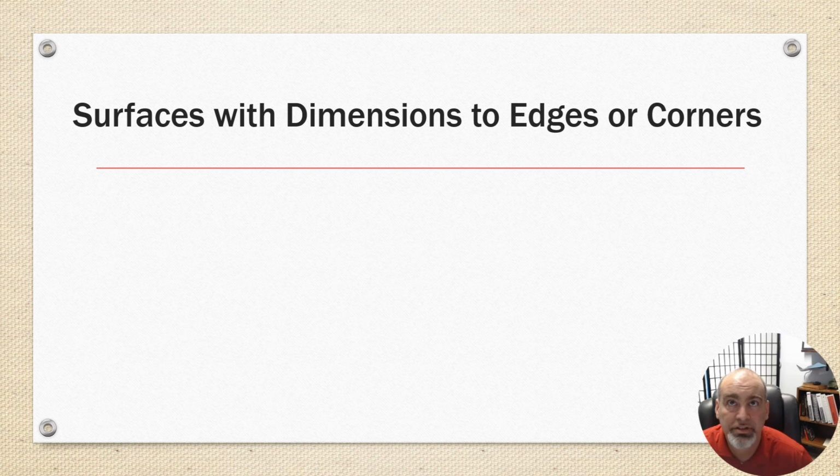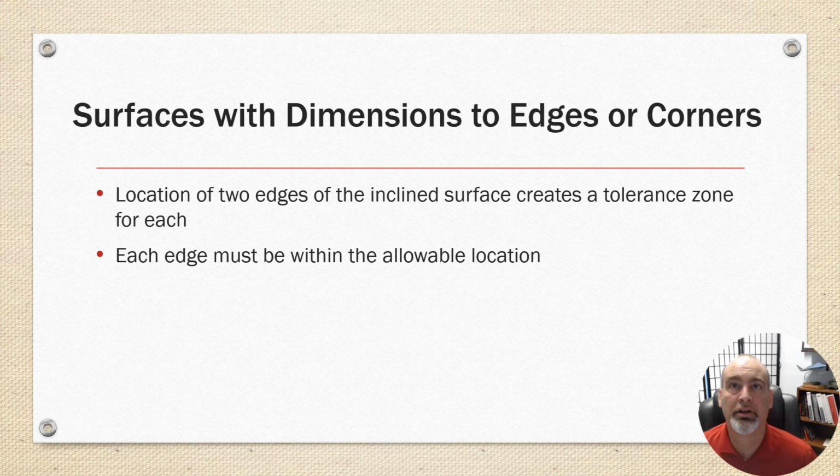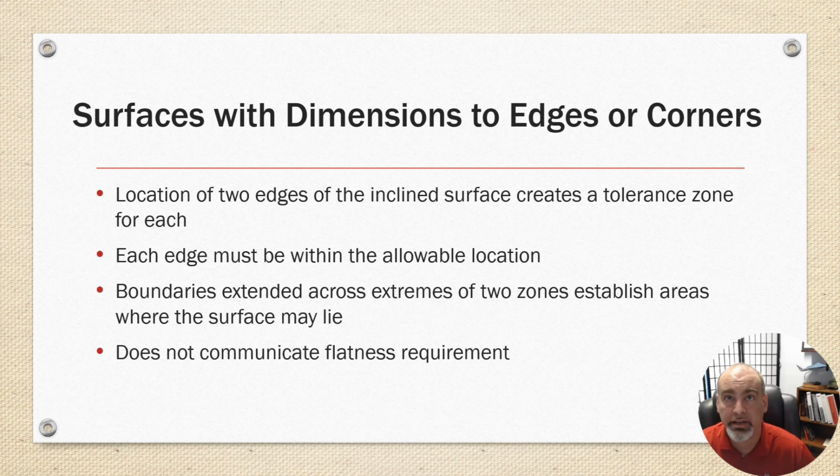Surfaces with dimensions to edges and corners. The location of the two edges of an inclined surface creates a tolerance zone for each. Each edge must be within the allowable tolerance location. And boundaries extended across the extremes of the two zones establish areas where the surface may lie, and it does not necessarily communicate flatness requirements. So if you need it flat, you need to make sure that you denote that.